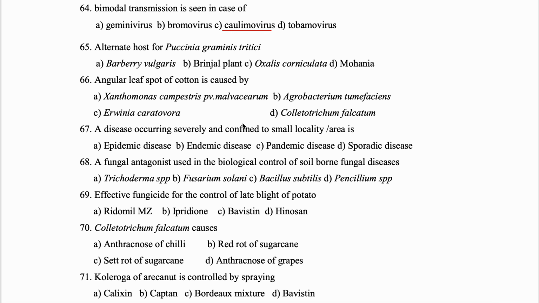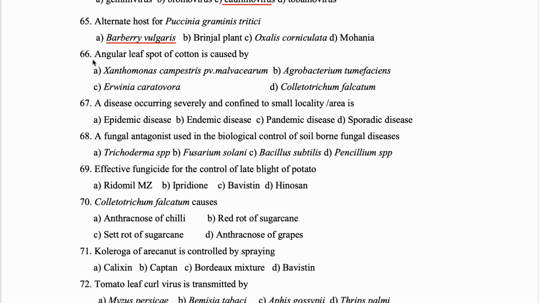Question 64. Bimodal transmission is seen in case of Caulimovirus. 65. Alternate host for Puccinia graminis tritici, that will be barberry. 66. Angular leaf spot of cotton is caused by Xanthomonas campestris pathovar malvacearum. By this as well, this malvacearum itself, you can understand it is related to cotton, right?